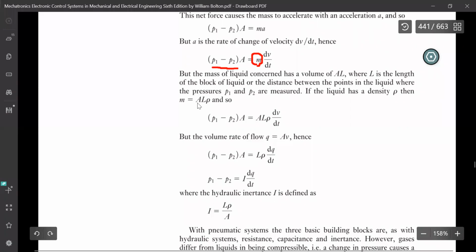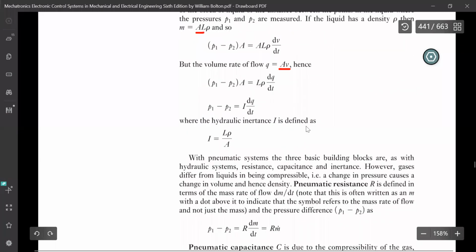So mass over here will be equal to area into length into rho, which is the volume times density. L is the difference in length between the 2 points, area is the area of the container, and rho is the density. So we are replacing mass with area into length into rho into dV by dt. But the volume flow rate of liquid is what? Area into velocity. This must be clear to you.